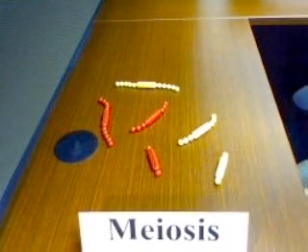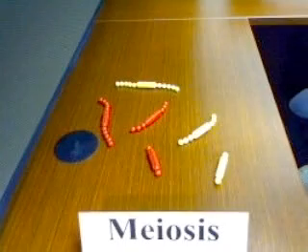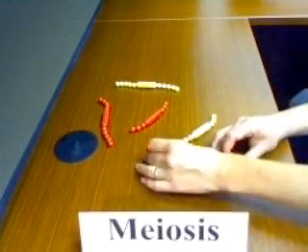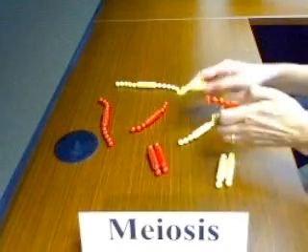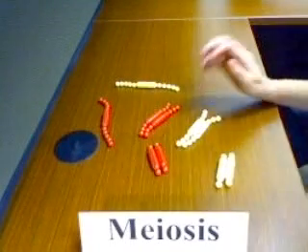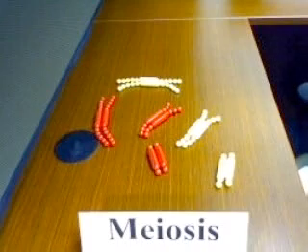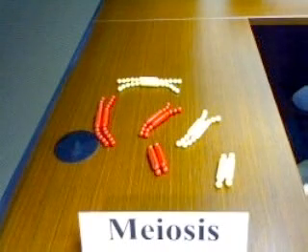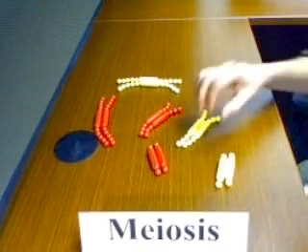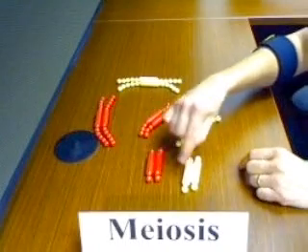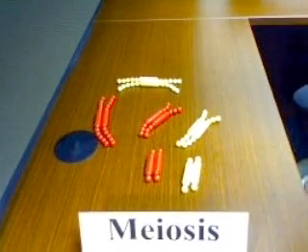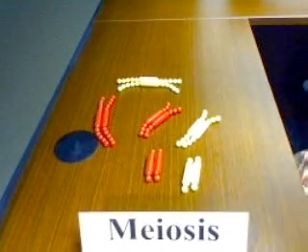During S phase of meiosis, each chromosome duplicates itself. We now have a cell that is 4N, 4 copies of each chromosome. 1, 2, 3, 4 copies of short chromosome, for example.